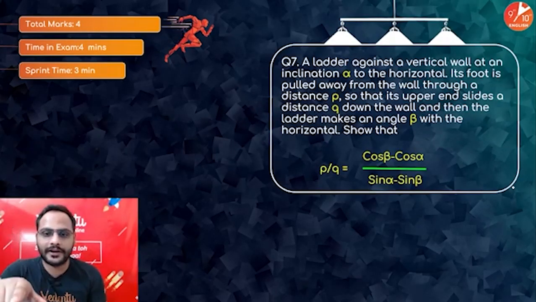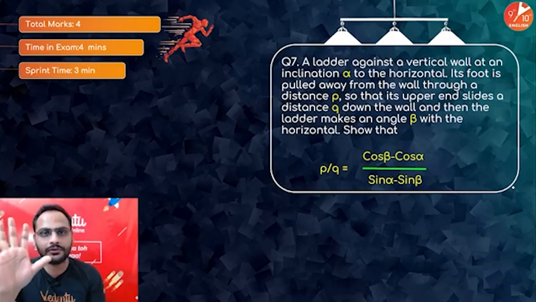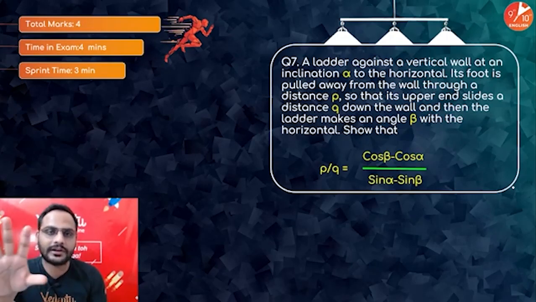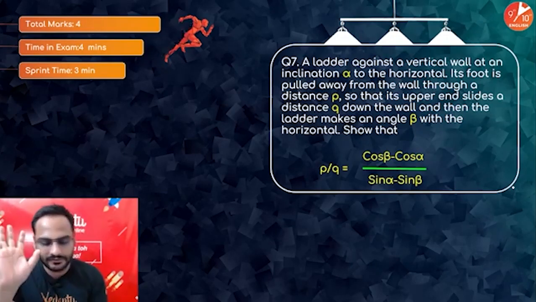Please don't be afraid by looking at alpha, beta, p and q. It's easy. Draw the diagram. These kind of questions are easy because calculations are easy.